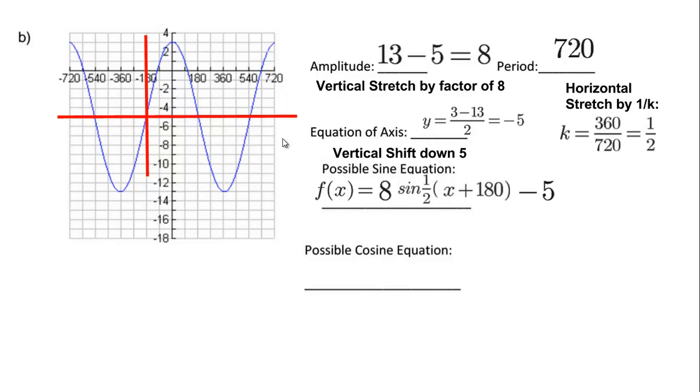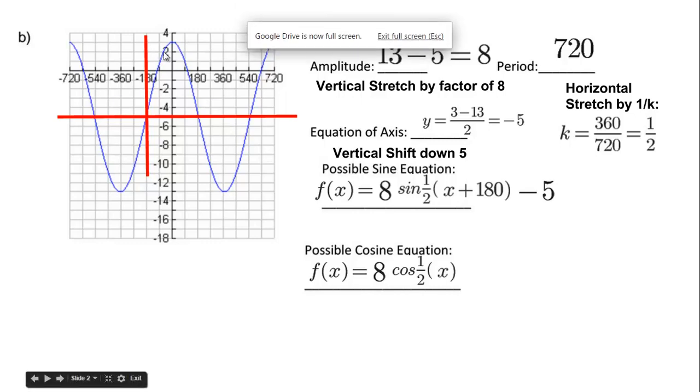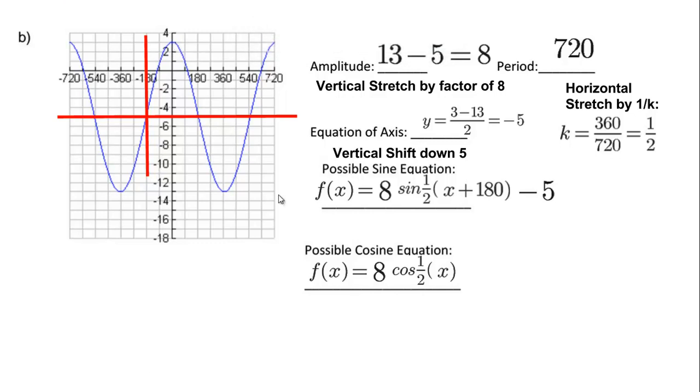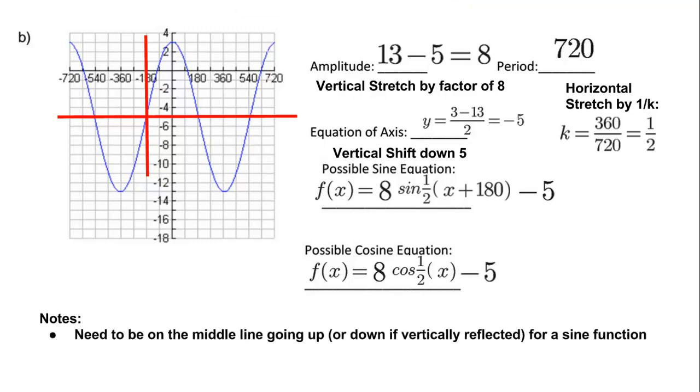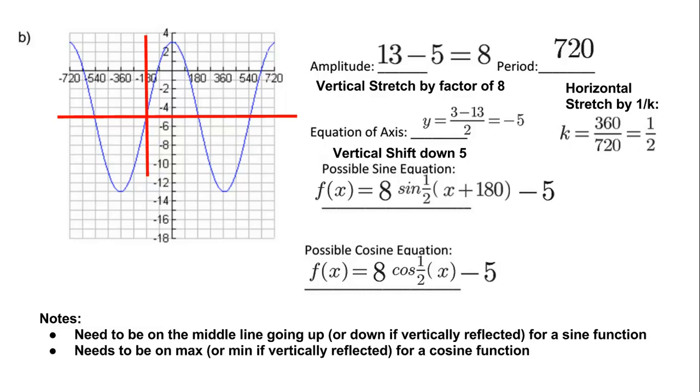Okay. Very similar for cos. The 8 and the half stay the same, except the shift value is a little bit different. Here we can start right on the y-axis, and the cosine graph starts at the top going down, so there's no need for a shift here. And so we subtract 5. A couple notes: for a sine curve you need to be on the middle line going up or down if you're vertically reflected. And for cosine it needs to be on the max or the min if vertically reflected. So you have to shift it left or right. And that's probably the most challenging part about this.